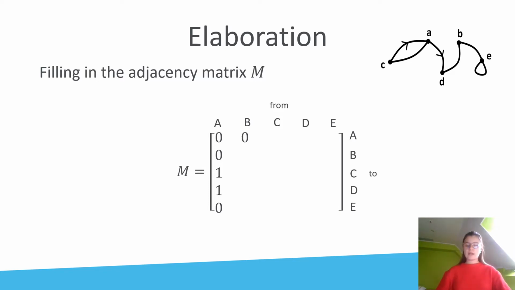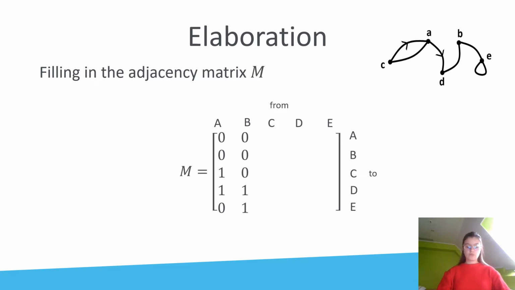In the second column, we have to note down every connection we find that starts in node B. We cannot find one from B to A, so that gives us a 0 in the matrix. We also cannot find a loop in node B, so we write down 0. There is also not a connection from B to C, so that's why we put a 0 in the matrix. We write a 1 in our matrix because we can find a connection from B to D. There's also a connection from B to E, so that gives us a 1 in the matrix.